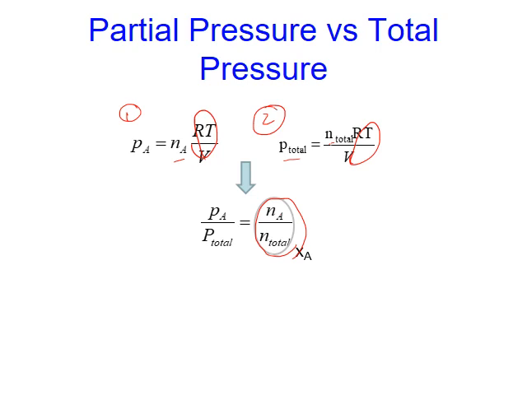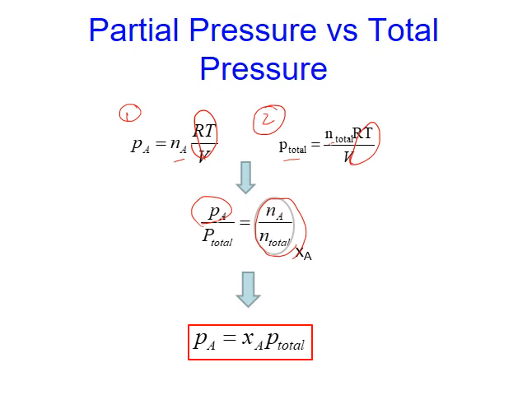So this equation leads to an important equation, and that is the partial pressure equals the total pressure times the mole fraction. And this equation tells us that the contribution of A to the total pressure depends on the mole fraction. The higher the concentration of A in the system, the more A contributes to the total pressure. When XA equals 1, then it is pure A. So this equation says the partial pressure of A equals the total pressure.